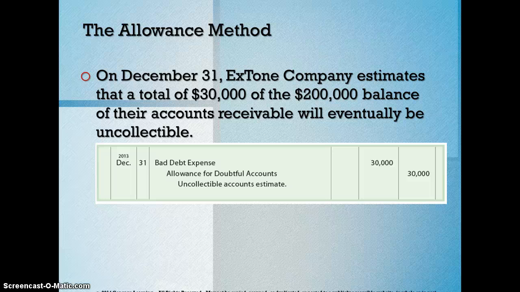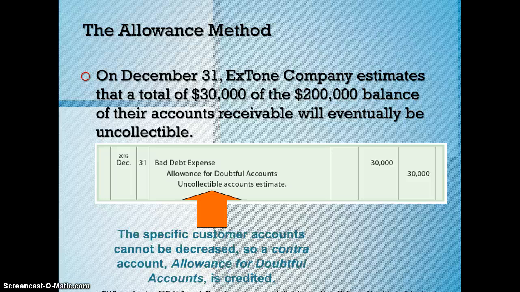Okay, so on December 31st, Extone Company estimates a total of $30,000 of their $200,000 balance in accounts receivable will be uncollectible. So we are going to guess, it is really just an estimate, that $30,000 will not be collected. So we create this adjusting entry. We debit bad debt expense to increase our expense accounts, and we create an account called allowance for doubtful accounts.